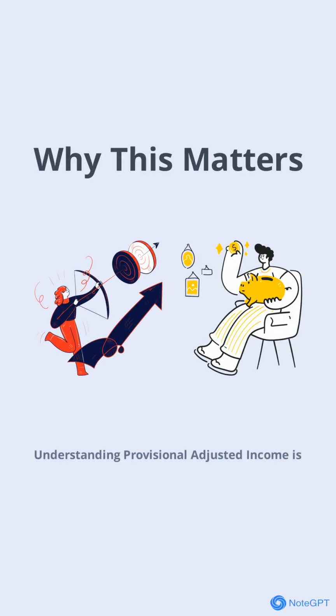Understanding provisional adjusted income is essential for both partners and accountants. It ensures that income is allocated fairly and transparently, following the partnership agreement. This process also guarantees that each partner pays the correct amount of tax on their share, avoiding disputes and ensuring compliance with tax laws.